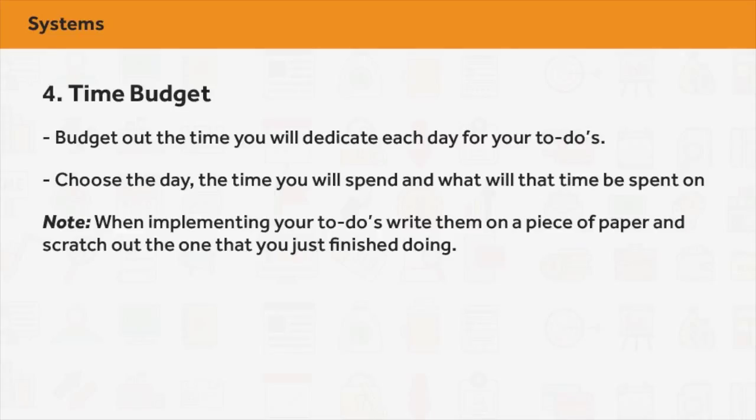Number 4, the time budget. After sequencing all your to-dos, you will need to work out the amount of time you will dedicate to each to-do. With the time budget, you need to budget out a day, time spent, and what will be done on that day. If, for instance, you have 8 hours, then you need to cover an hour or 2 out of that day, which you will dedicate to doing work regarding that short-term goal.